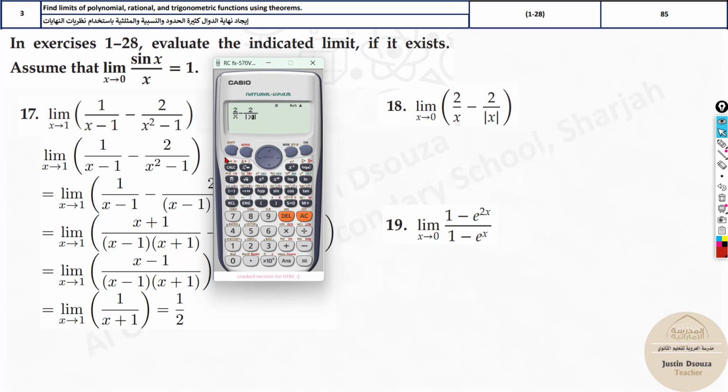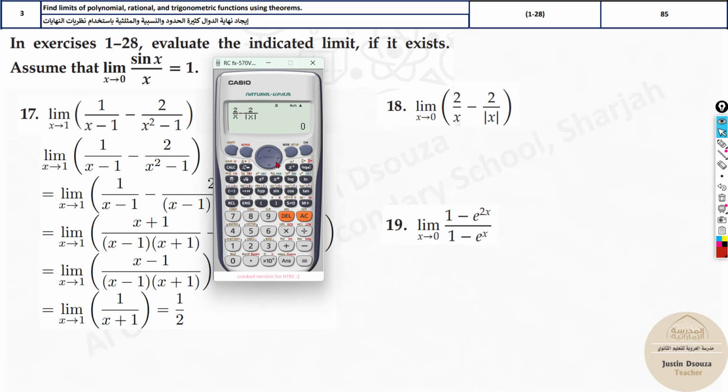Now, everything is there. So all you need to do is calculate at negative 0.0001. What's the answer? Negative 4000. Okay, this is going to be negative infinity. Let's try the other side now. Calculate at positive 0.001. It's going to be 0. Oh, wait. It's undefined over here. Sorry, I just got confused again. Let me just try it again.